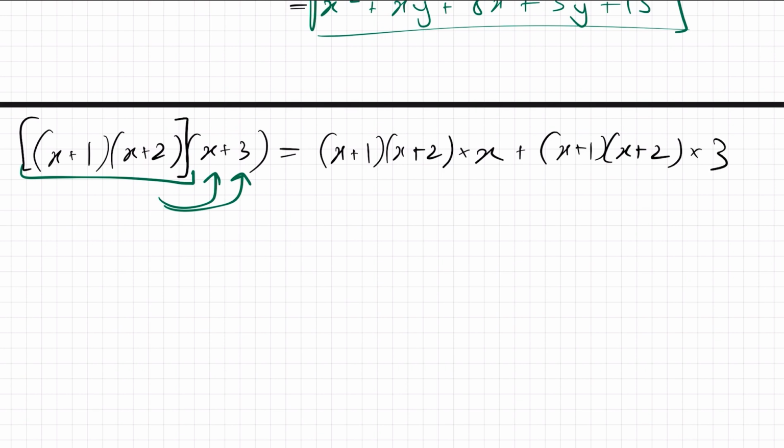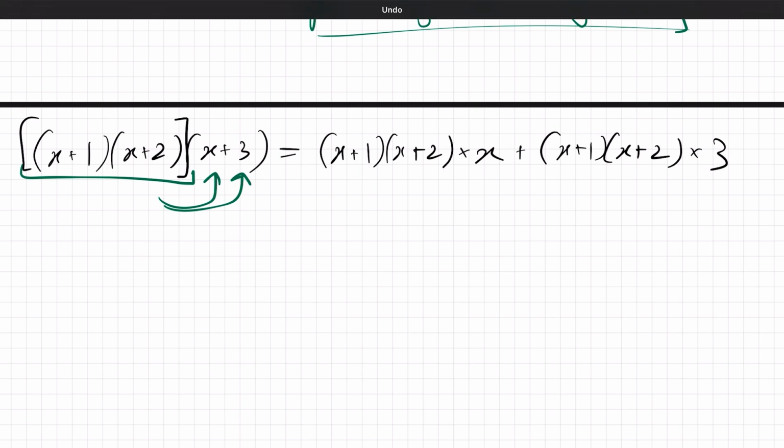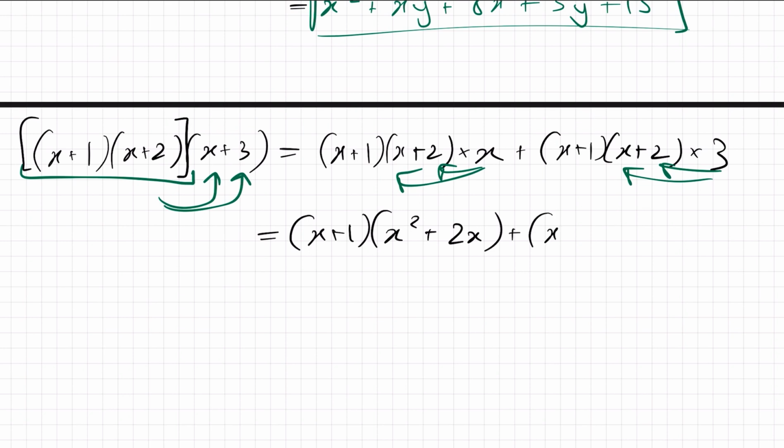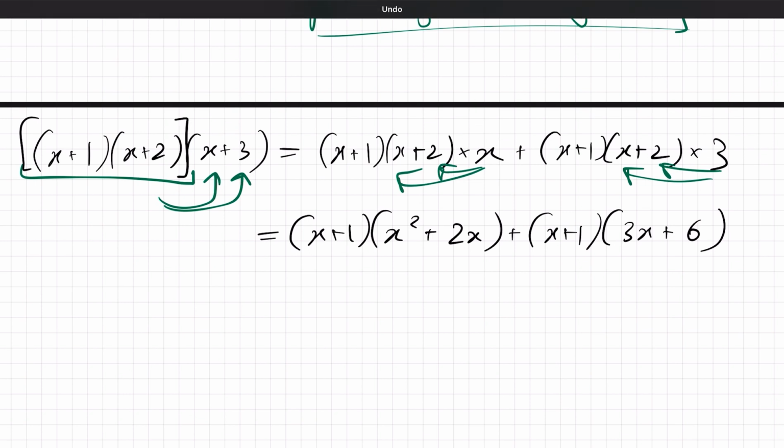So from here, what we can do is you probably want to move this term into one of the brackets. You can't do both of them. You have to just pick a bracket to move this term into. So just pick any bracket. I'm probably just going to move it to the one it's closest to. And that's going to give me x plus 1 multiplied by x squared plus 2x, plus x plus 1 multiplied by 3x plus 6. Just moving these terms into the bracket so that it's easier for us to multiply.